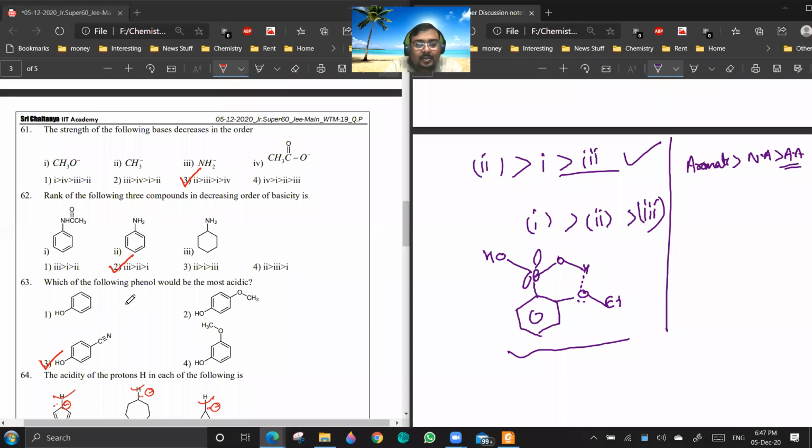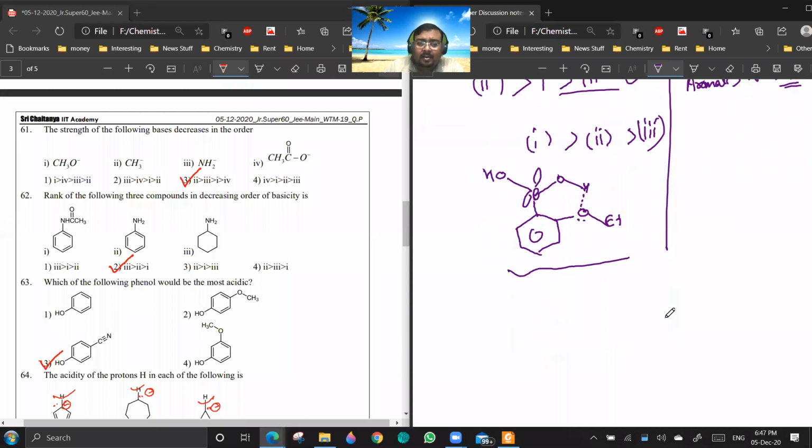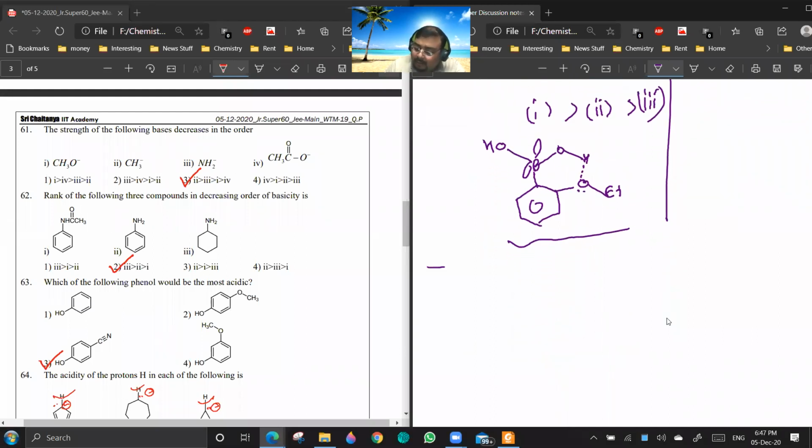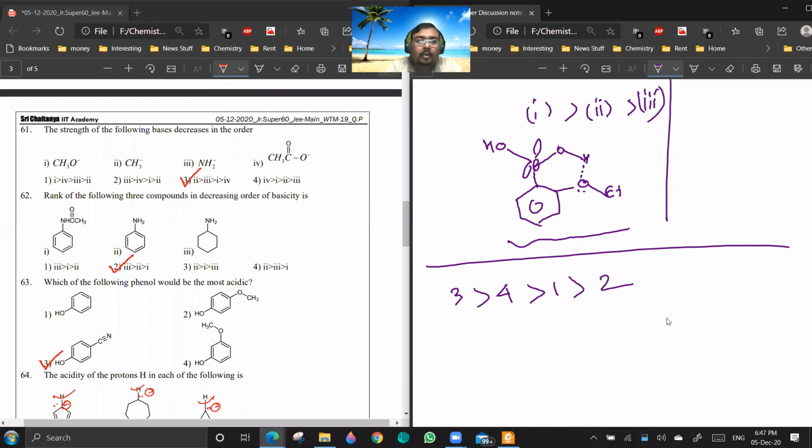63. Which one will be most acidic? So 3. The order will be: 3 will be most acidic, then it will be meta 4, then it will be 1, and then it will be 2. Could you say how we are comparing this?